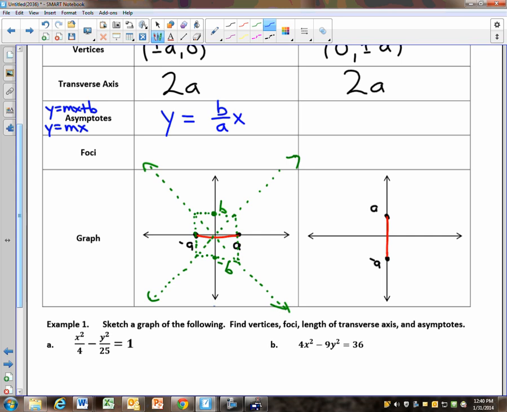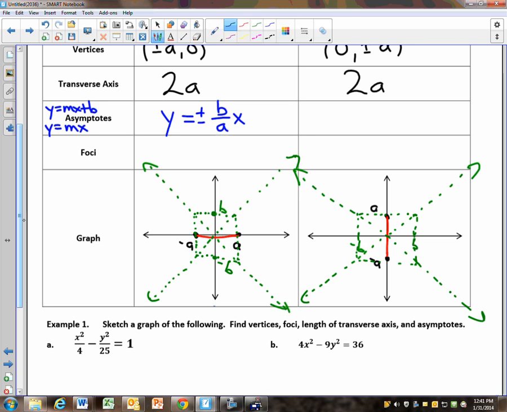What do you think the equation is for the other asymptote? Negative b over a. So that tells us the equation for our asymptotes. That way we could graph them. Let's look at the next one. You would go b units horizontally here. And you would make your box. Now that we have the box, I draw my asymptotes. There we go.